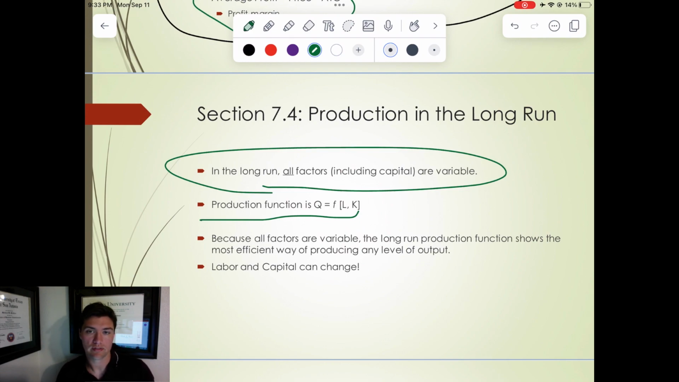But now, instead of having one machine and trying to figure out what the production is with one machine, where it's fixed, we can now have more than one machine. We can have 1, 0, 2, 5. It's all variable, so now we can change that. Because all the factors are variable, the long run production function is going to show you the most efficient way of producing any level of output. So both of these things can change. We can figure out where we have the cheaper cost.